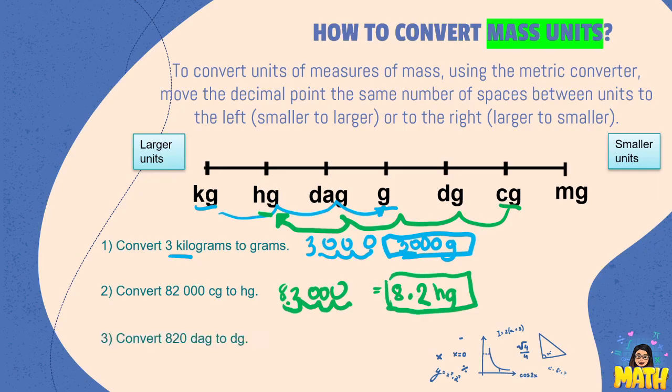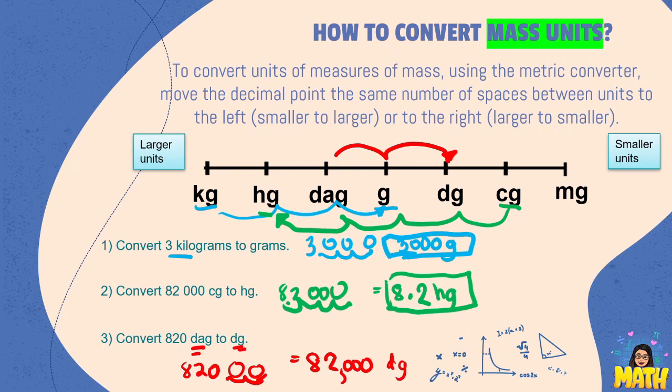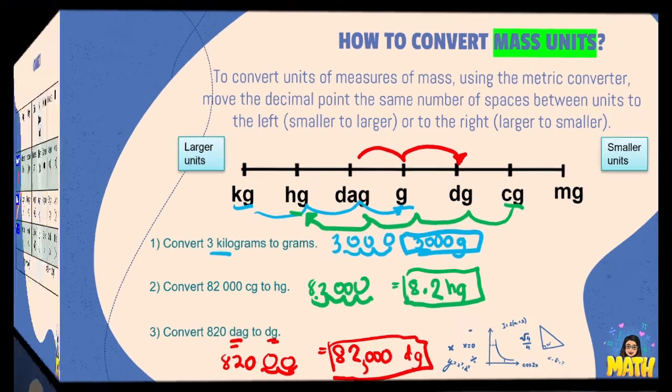And then convert 820 decagrams to decigrams. That is to the right. 820 to the right, 1, 2. That will give us 82,000 decigrams. Okay, so that's how we convert mass units.